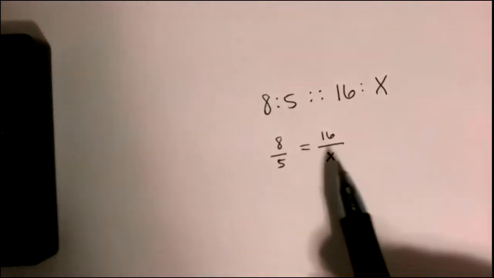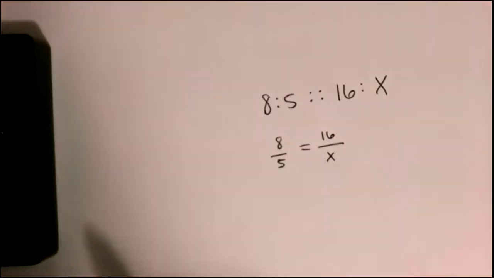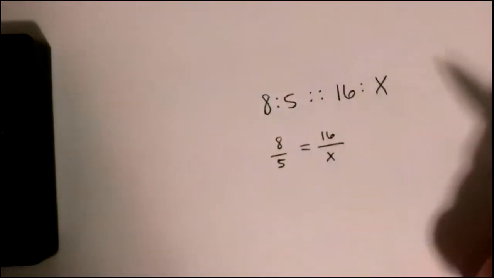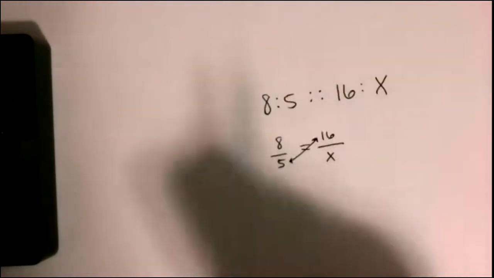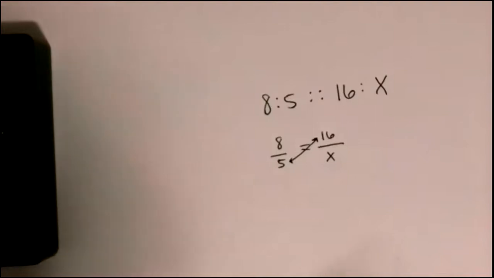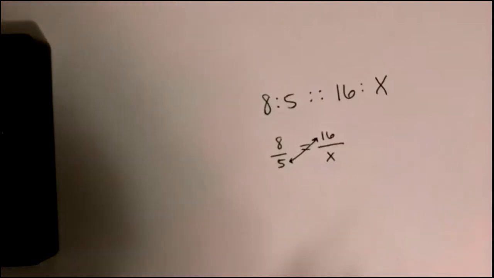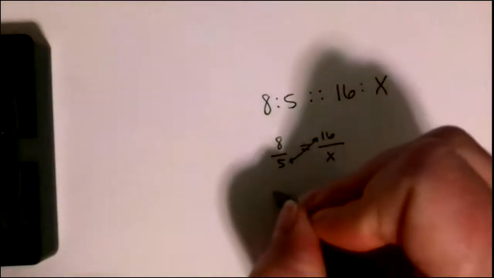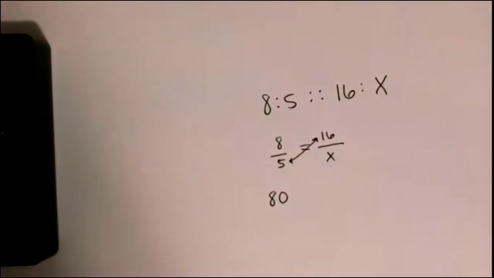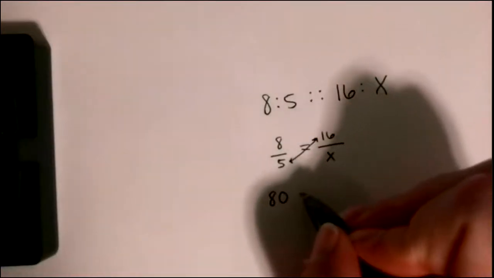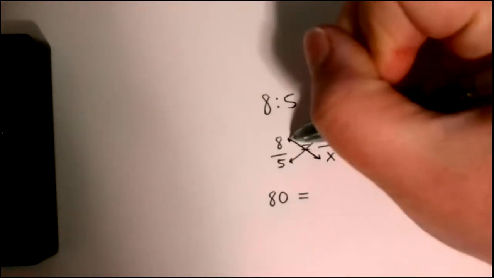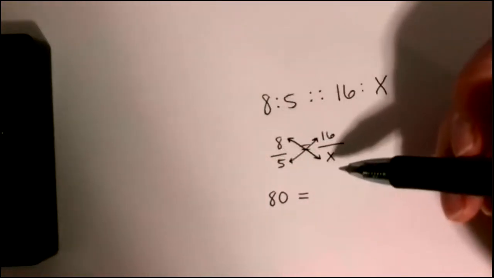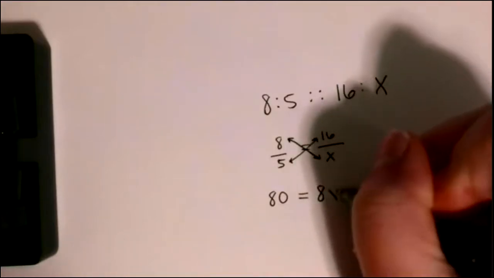To solve for x, we're going to use what we call cross multiplication. We're going to cross diagonally, and we're going to take 5 times 16. So 5 times 16, enter that into your calculator. That gives us 80. Now we're going to keep the equal sign here, and we're going to do the same thing this way. So 8 times x would be 8x here.